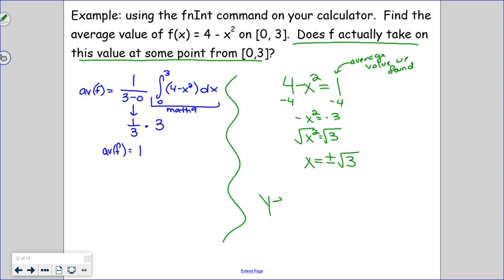So yes, in our justification, the square root of 3 exists on the interval from 0 to 3. Questions on that?